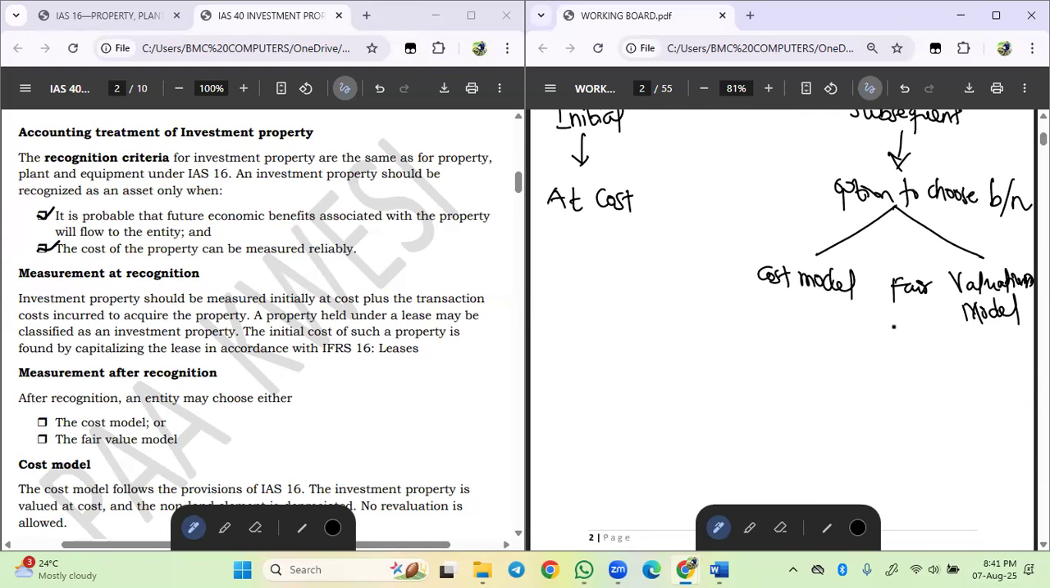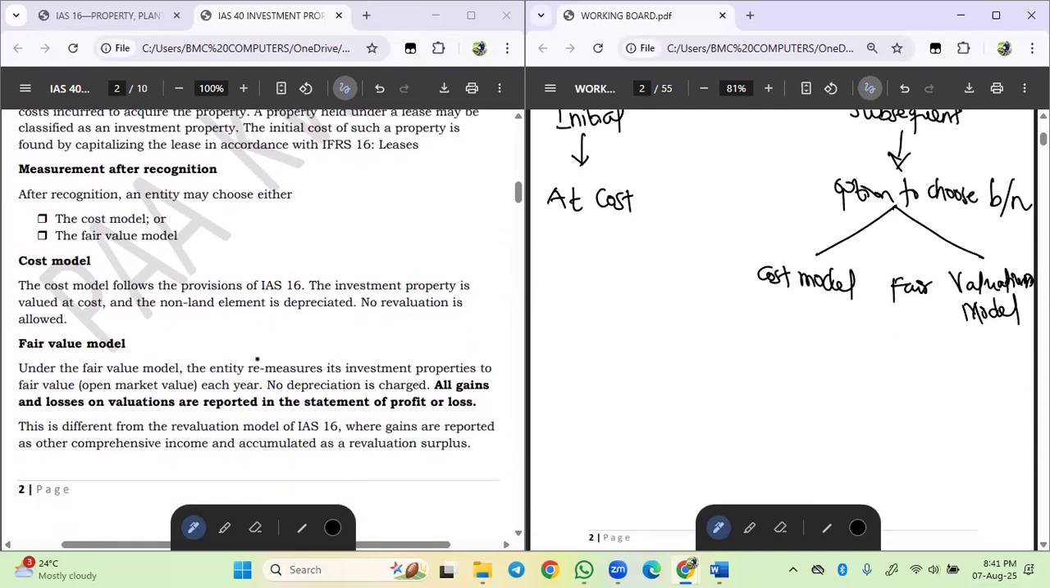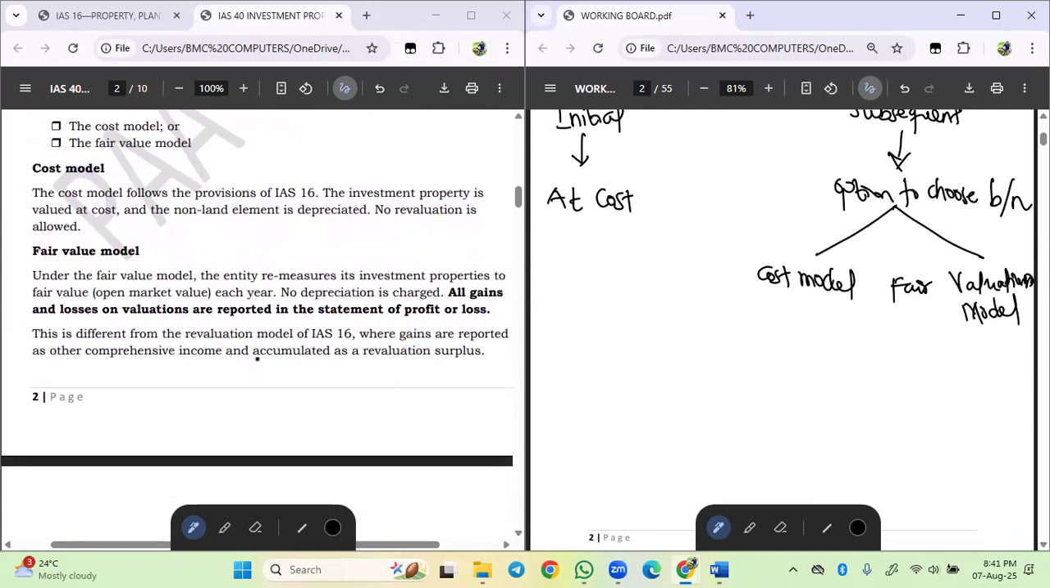But under IAS 40, you have the option to choose between the cost model and the fair valuation model. And the cost model is quite simple. You know the cost, accumulated depreciation, you have your carrying amount. But the fair valuation model, you use what we call the fair value. Now, when you choose to go with this fair valuation model, we are saying that the fair valuation is done annually, every year.